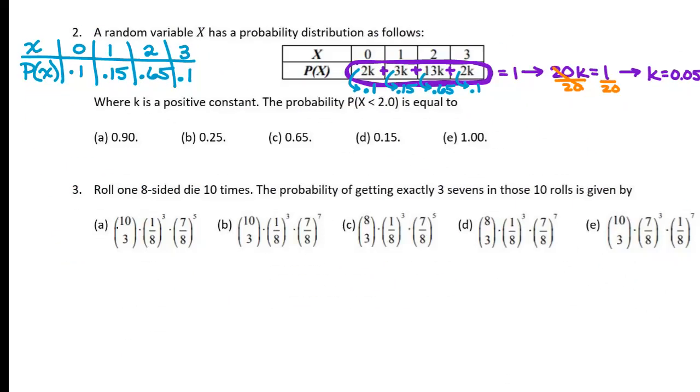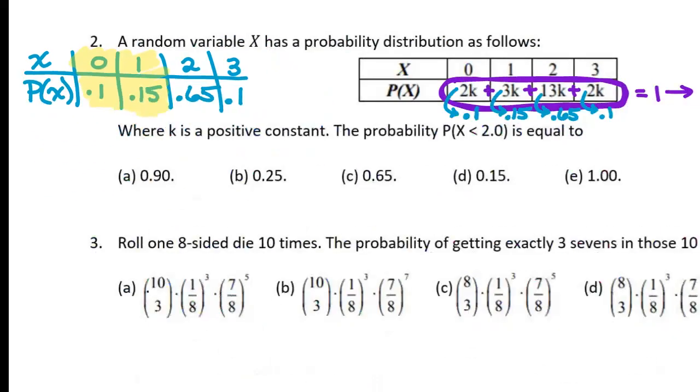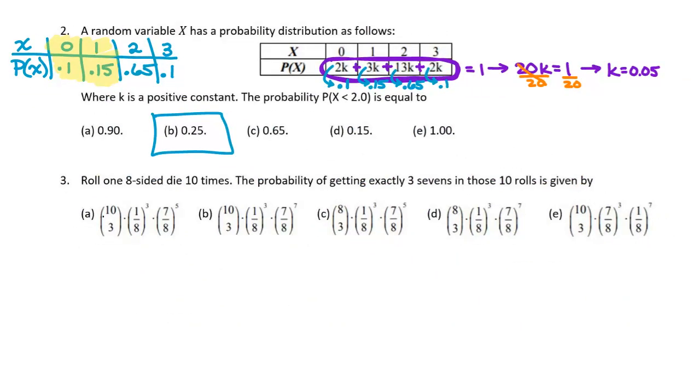The probability that x is less than 2, if x is strictly less than 2, it could be what? It could be 1 or 0. So what's the probability that it's a 1 or a 0? 0.25. Did that answer your question?